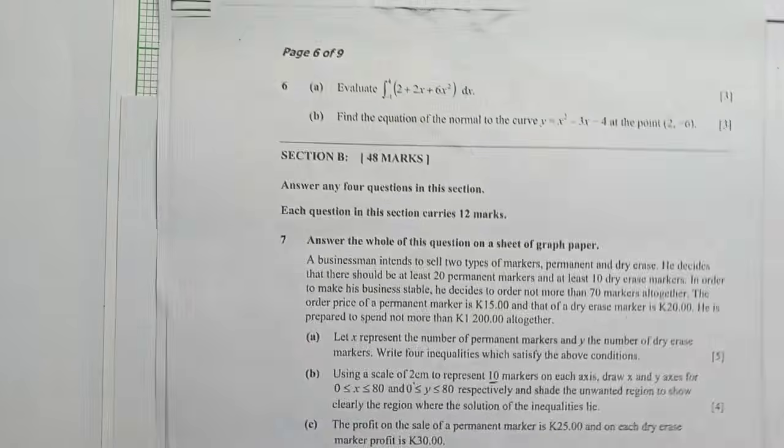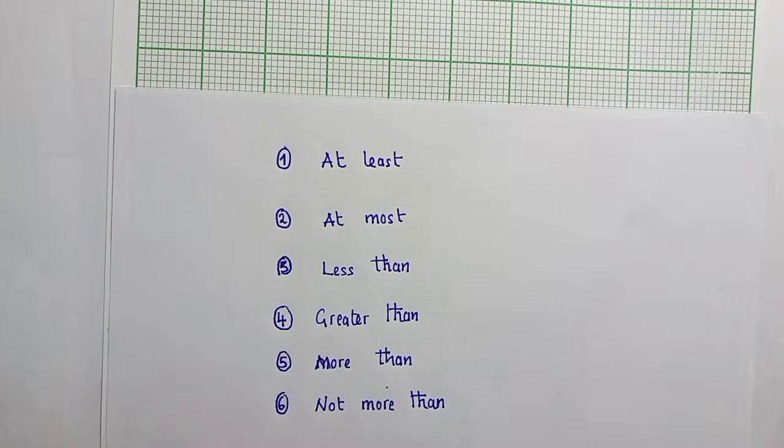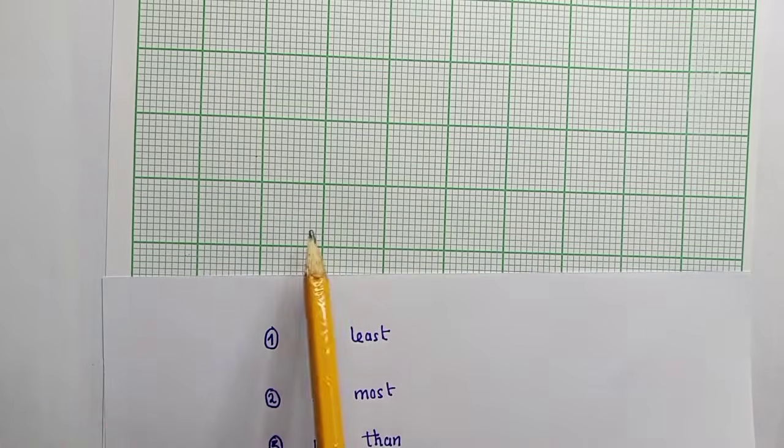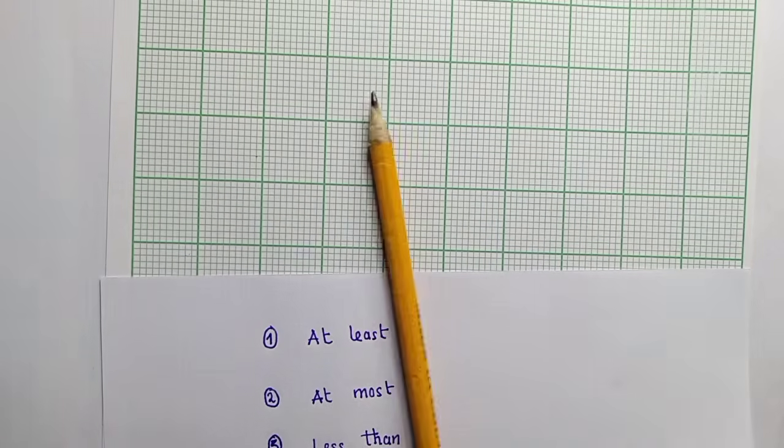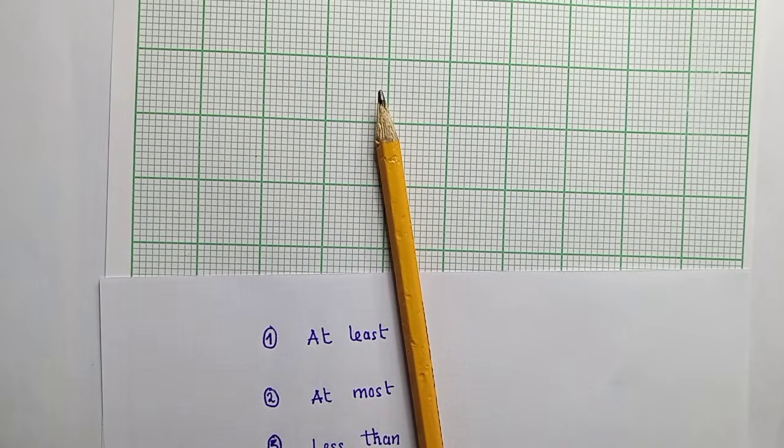All right, without wasting much of our time, we need to have a graph paper. So this is a graph paper right here, I guess you can see. We also need a pencil, a rubber, and a ruler.